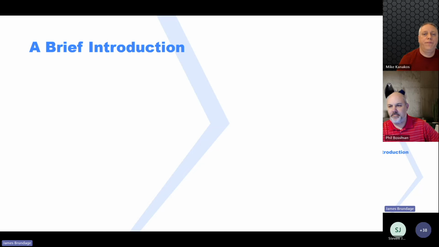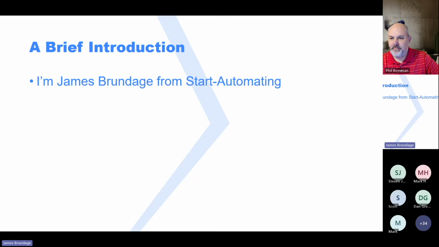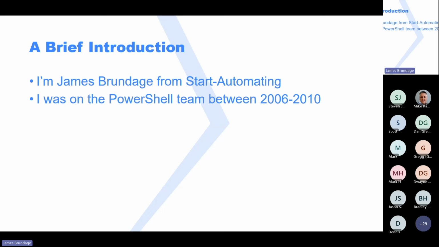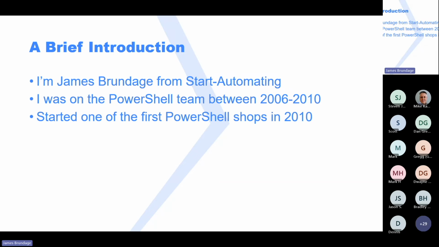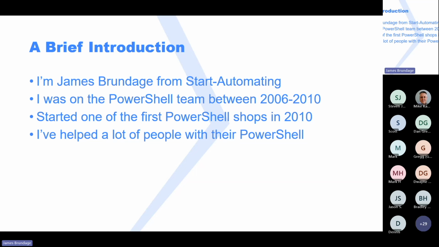Sure. So I'm James Brundage from Start Automating. I was on the PowerShell team between 2006 and 2010, which is when PowerShell V2 and 3 were formed. Those are when lots of major portions of PowerShell, like script cmdlets and splatting and command metadata and events and remoting and classes all started to come into place. Classes, I think, was a little bit later. I started one of the first PowerShell shops in 2010. Basically I wander the earth, at least remotely, working and helping interesting people with their PowerShell jobs or less interesting people with their automation needs or anything in between. I've helped quite a lot of people with their PowerShell over the years, and I've built a lot of tools for the community.